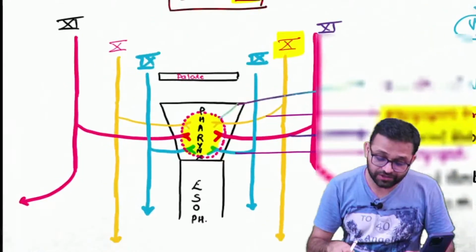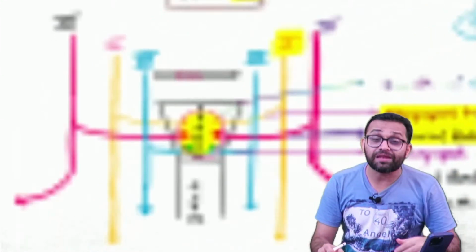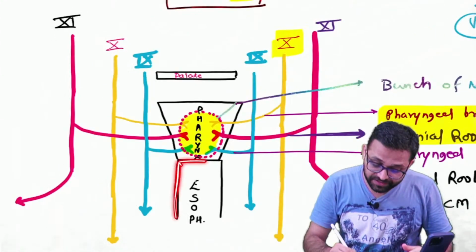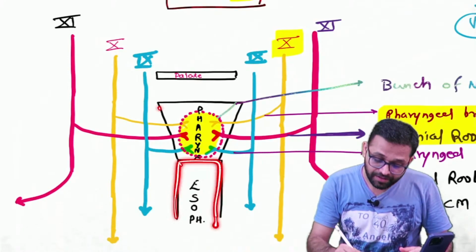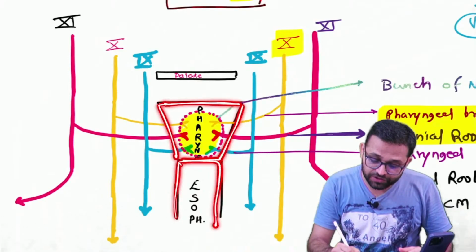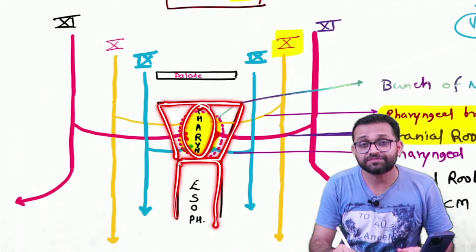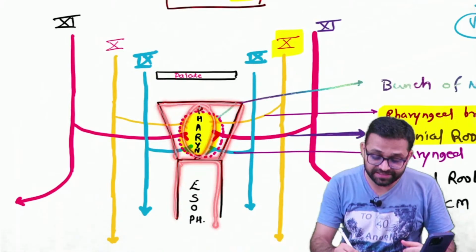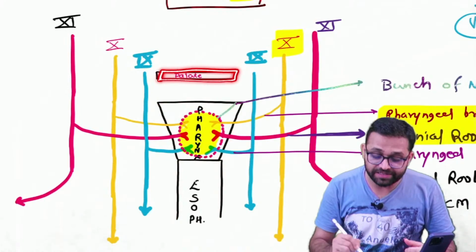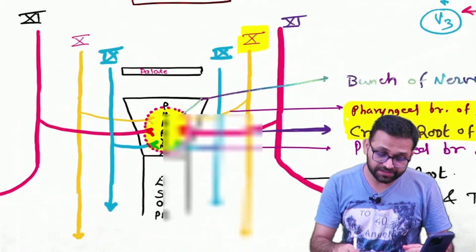So try to understand the nerve supply of our palate as well as pharynx. Sir, this is our esophagus. The upper dilated part of the esophagus is the pharynx. Here is the pharynx inside. Above the pharynx you will see the palate. Correct, sir. So catch these points.